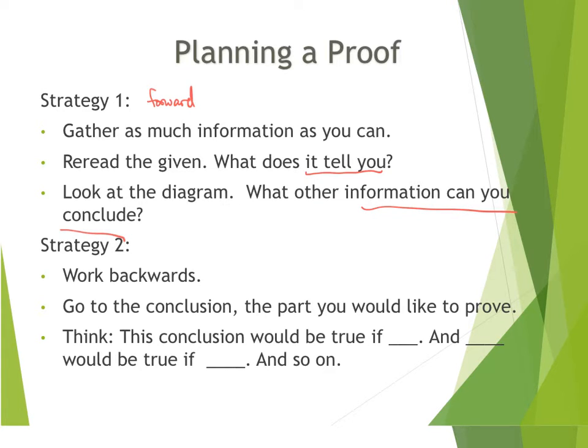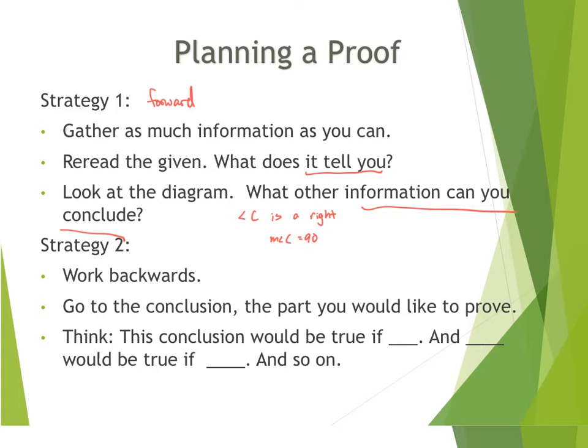All right. And an example of this is saying that if angle C is a right angle, going forward, you could say if angle C is a right angle, then I can conclude that the measure of angle C is equal to 90. Okay, so you take what information you have and you draw a conclusion from what you have. Now, strategy number 2 is when you go backwards.